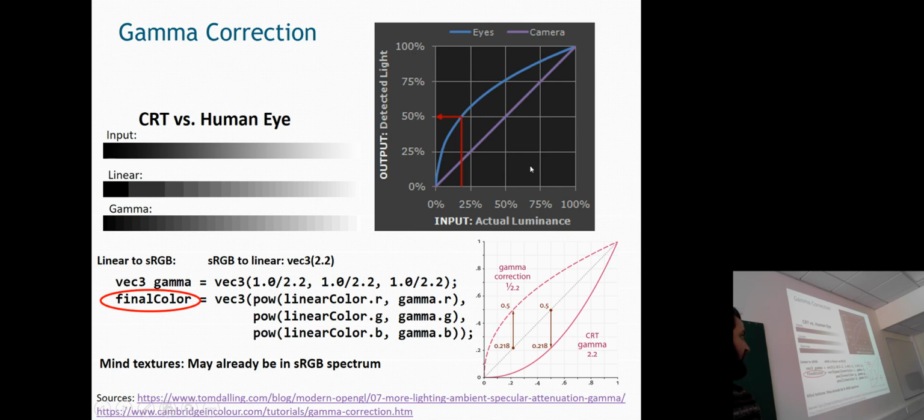But there is one important thing that you have to bear in mind: if you're loading textures, it's very likely that they're already gamma corrected, because it's very popular to use the sRGB color space, and sRGB already includes gamma correction.